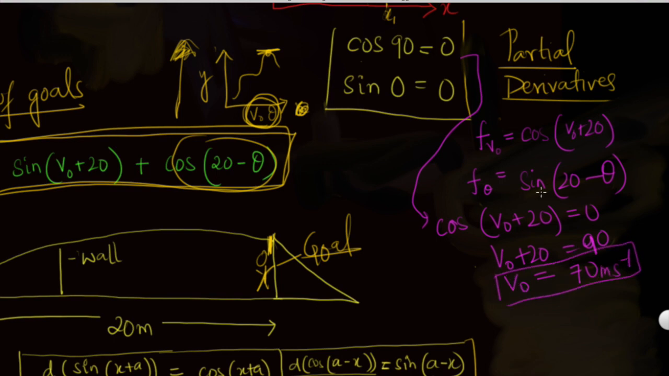Now what's our next step? We have to equate this to 0, which gives us sine of 20 minus theta is equal to 0, from which we can see that 20 minus theta is equal to 0, so theta is equal to 20, we'll assume it's in degrees. So there you have it, we found it. Theta is 20 degrees, initial velocity is 70 meters per second, so that's what I need to kick the ball at to get a perfect free kick.